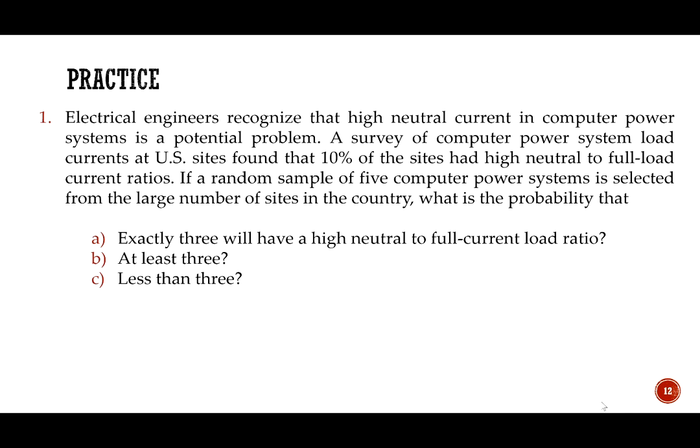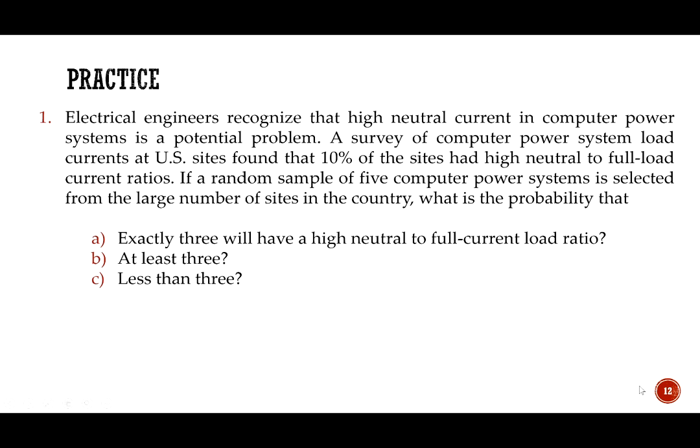So in part B, we want to find the probability that there are at least 3 sites with a high neutral to full current load ratio. So we have a sample of 5 and we are looking at least 3 successes. In part C, we are looking at less than 3. So we need to pay attention to this to calculate the right probability.